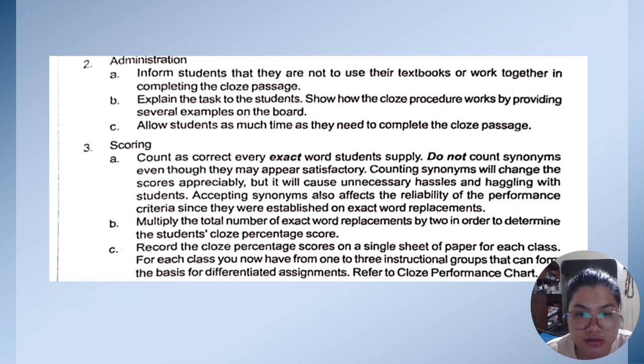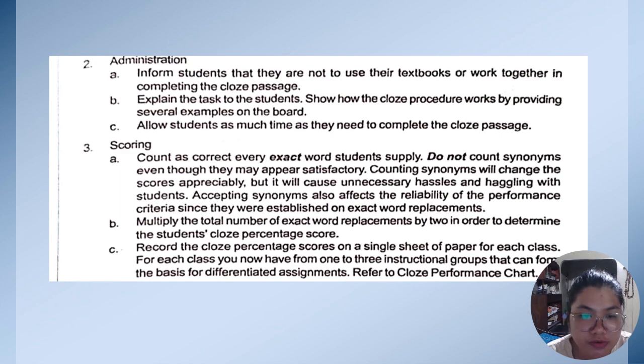Then the scoring: count every correct exact word students supply. I already explained this. Then letter B, multiply the total number of exact word replacements by 2 in order to determine the student's cloze percentage score. So multiply by 2. Record the cloze percentage scores on a single sheet of paper for each class. For each class, you now have 1 to 3 instructional groups that can form the basis of differentiated assignments.